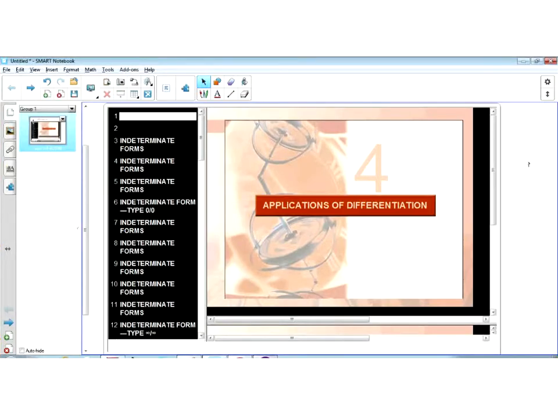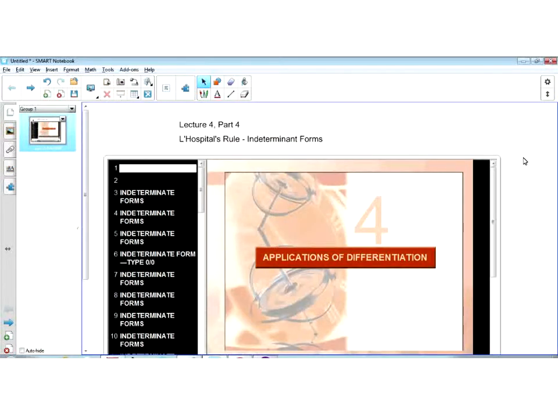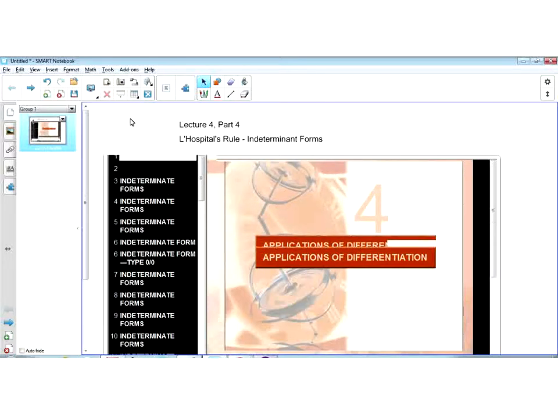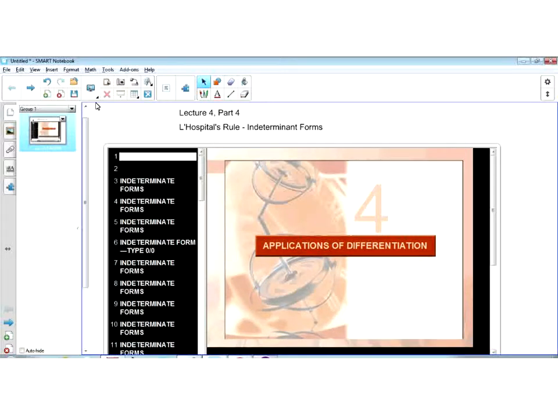All right, so today's lecture regards Lecture 4, Part 4, corresponding roughly to Chapter 4, Section 4 of your text. We're going to be talking about L'Hopital's rule and indeterminate forms of functions. L'Hopital's rule is a technique used for evaluating peculiar types of limits that we haven't seen yet in their entirety. So let's get started.